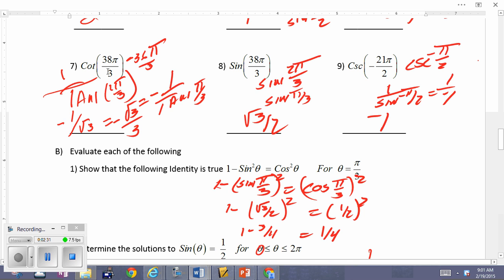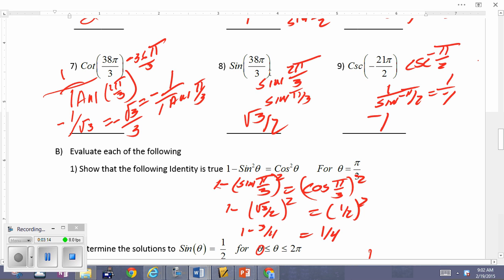Cotangent 38 pi over 3. Of course, I immediately reference that with a 36 pi over 3, or 12 pi, or 6 full revolutions. So that takes me to a 2 pi over 3 reference, and I put it as 1 over the tangent. 2 pi over 3, of course, puts me into quadrant 2, where the tangent is going to be negative, and the reference angle is pi over 3, which is root 3, so it's negative 1 over root 3 and rationalize.